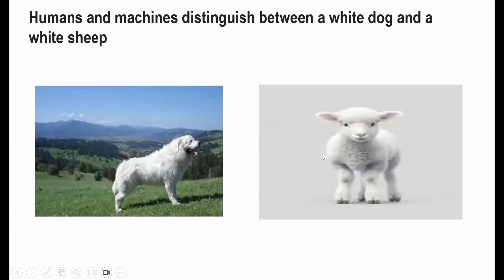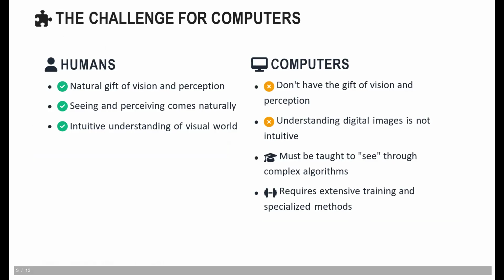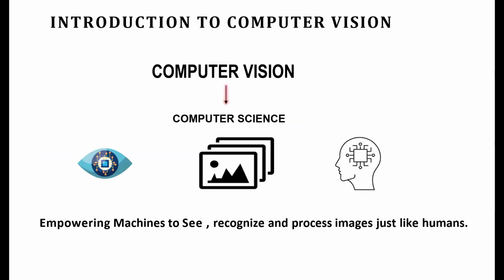Okay, so we can distinguish these two images. On the left hand side, it's a dog, and on the right hand side is a sheep. But how can we distinguish? We can distinguish because of the differences in their shape and size, but a machine cannot distinguish. It doesn't have so much adaptability. So that is the main role of computer vision.